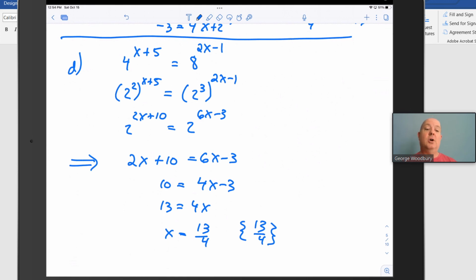In the next video, we're going to go over how to solve equations where the variable is the base, but the exponent is a fraction.